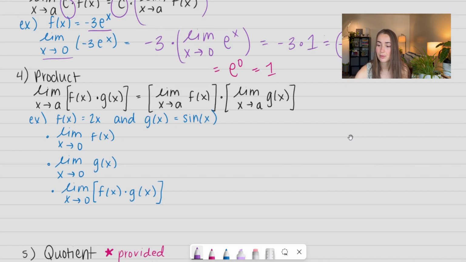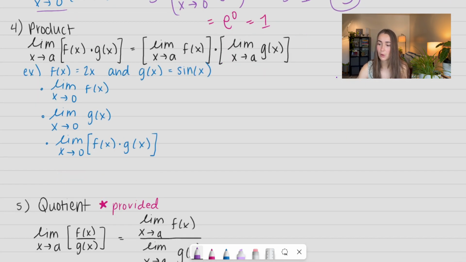Another rule we have is the product rule. So this is assuming still that the limit of f of x and the limit of g of x already exist. So we have to have that knowledge already. And when we have it being multiplied on the inside, right here, what we can do is kind of distribute that limit again. Now we can separate them into two quantities. We have this limit right here of f of x times the limit of g of x. So let's go ahead and see that in action.